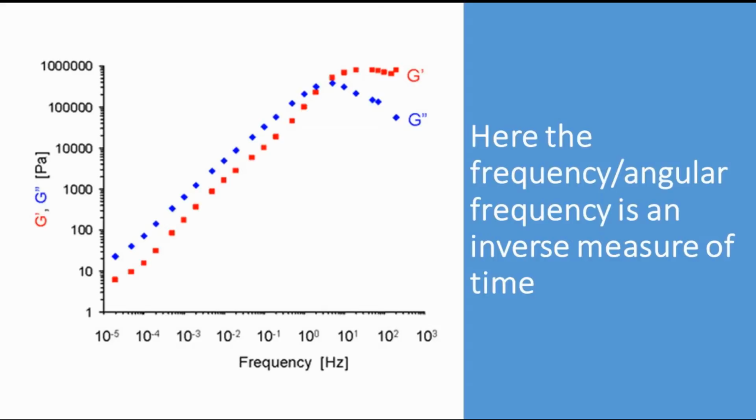From the dynamic test, we know that when the frequency increases, the material behaves more solid-like. In the high-frequency region, G' becomes very high and G'' is low. However, in the low-frequency region, G' and G'' behave in the opposite manner.